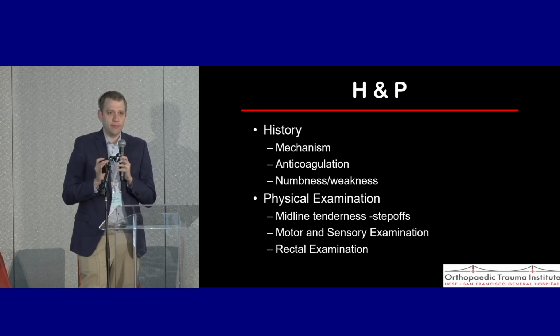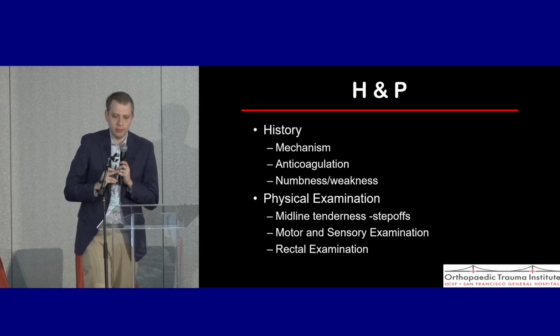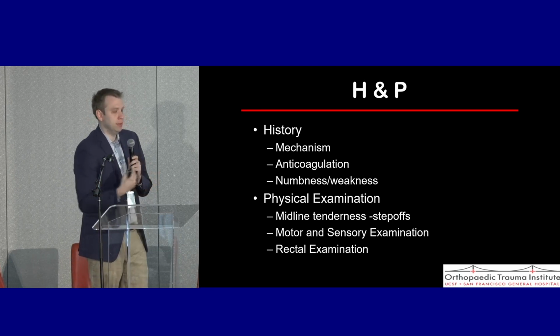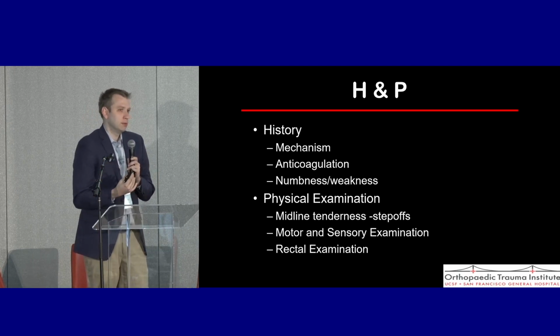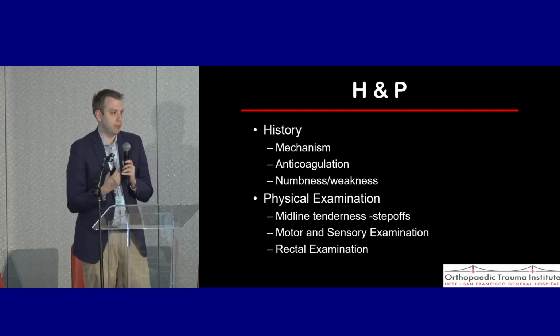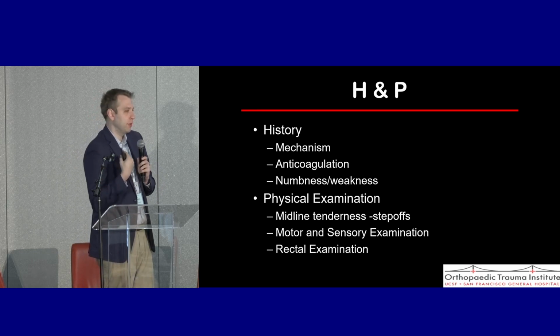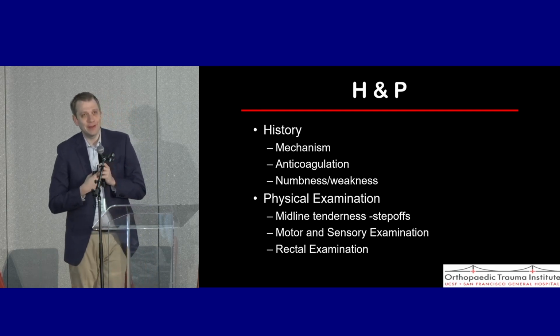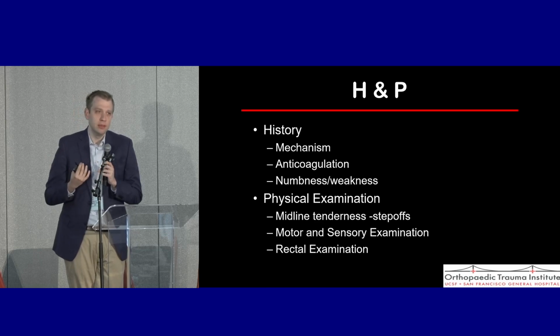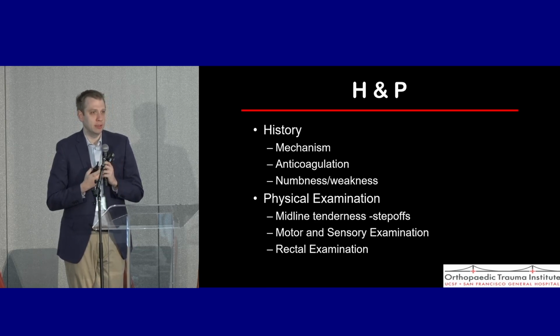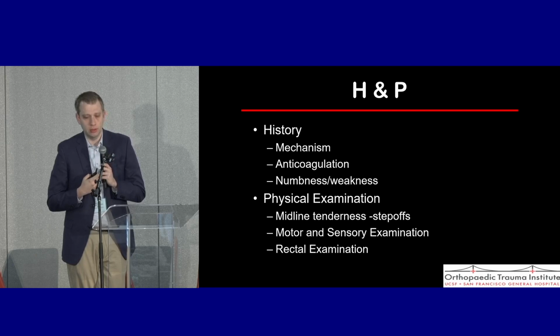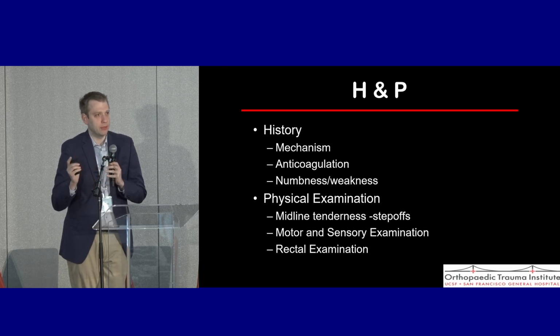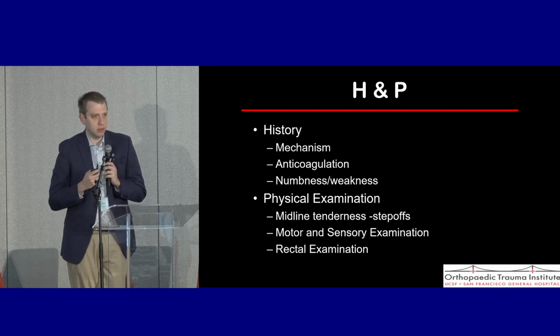So like everything, you need to get a very thorough H&P, and that includes the mechanism, the anticoagulation status. You need to ask them if they have any numbness, any weakness. Sometimes when you examine a patient and they're like a big muscular person, their weakness may feel strong to you because you haven't gone to the gym enough. Or if it's an elderly person, they may just be a bit deconditioned and their 5s may feel like a 4 for you. You want to make sure and see if there's any midline tenderness, a good thorough exam, and never forget the rectal exam.